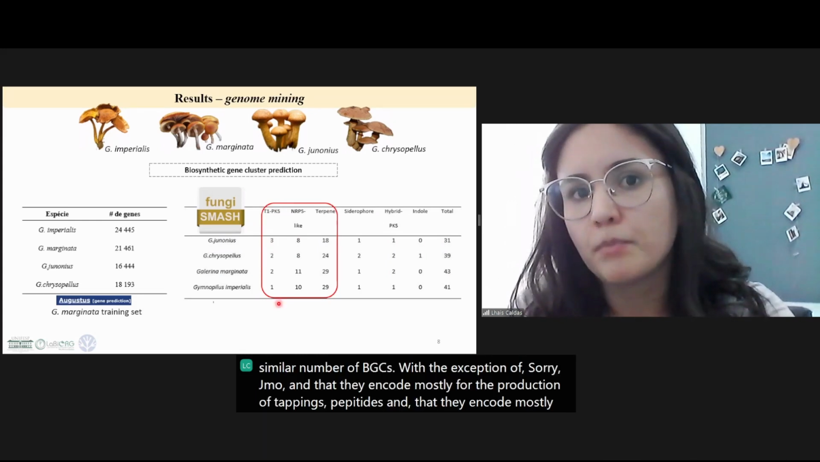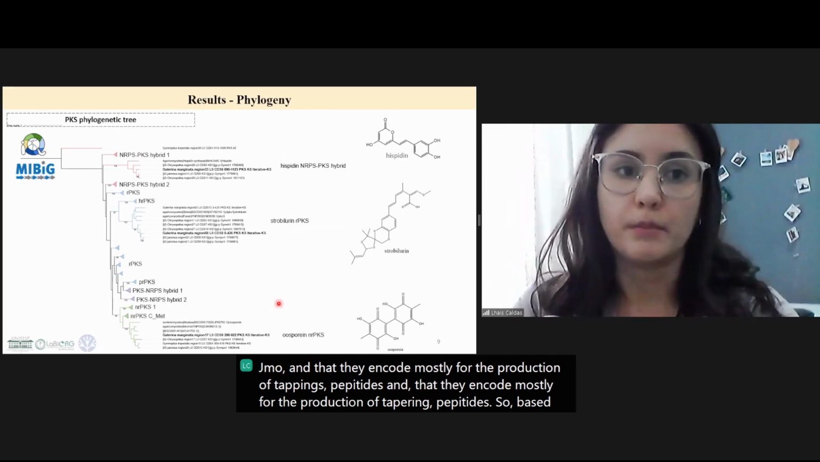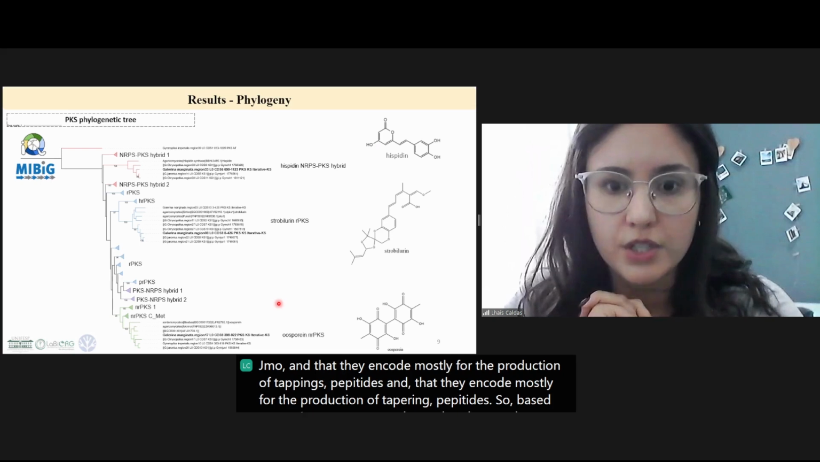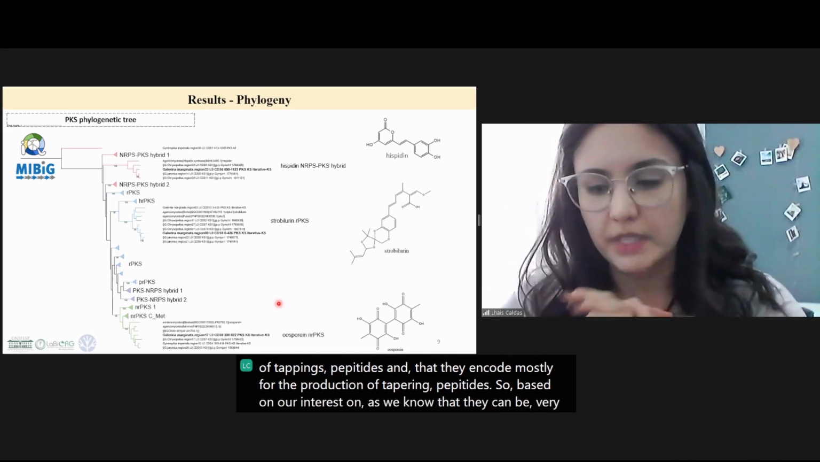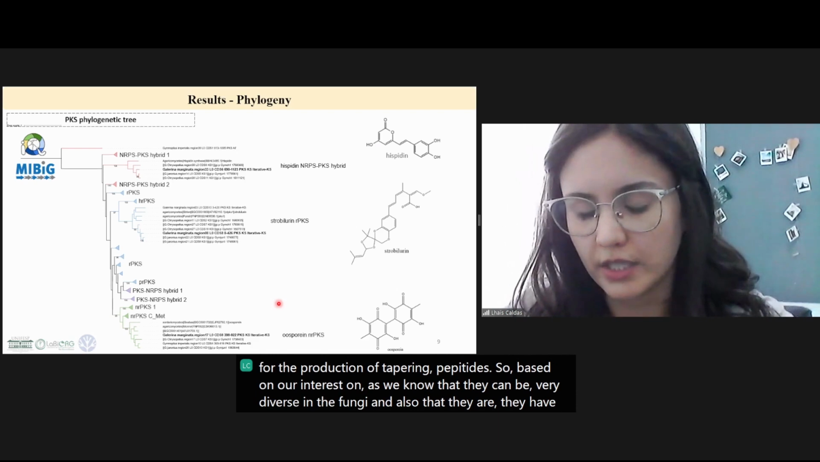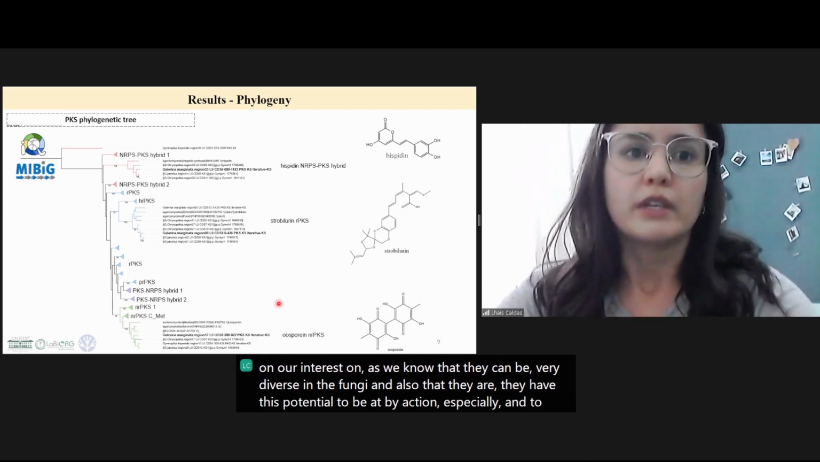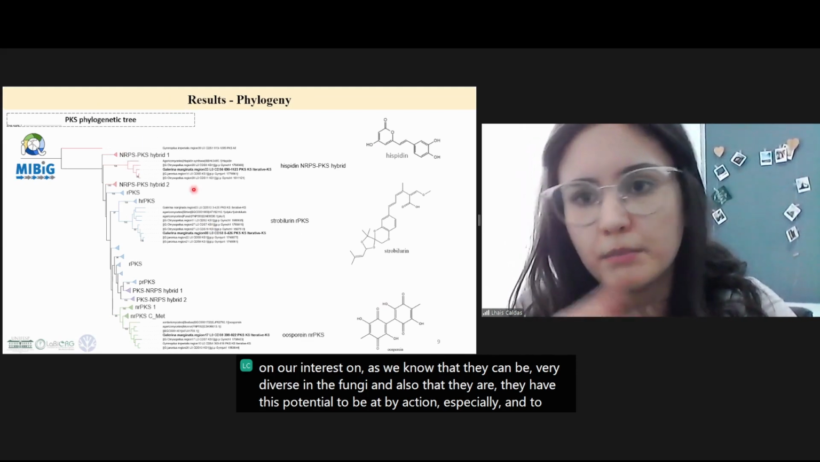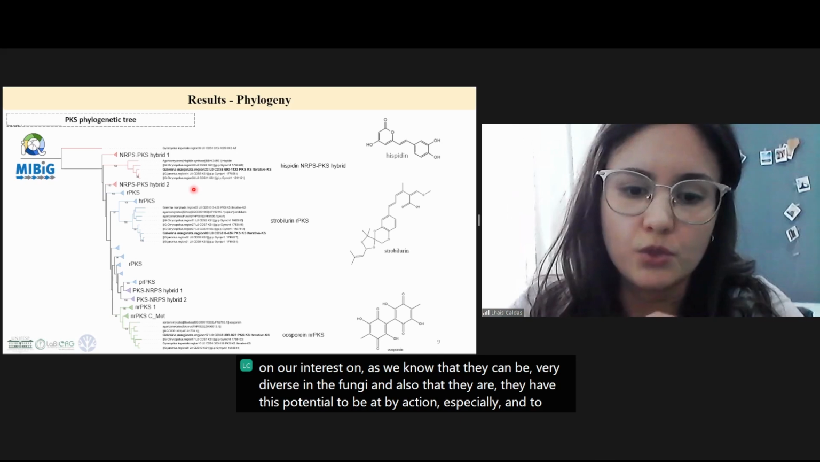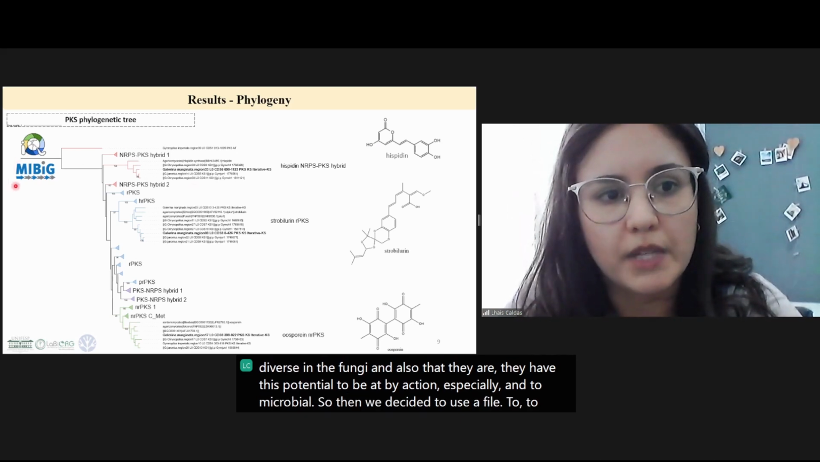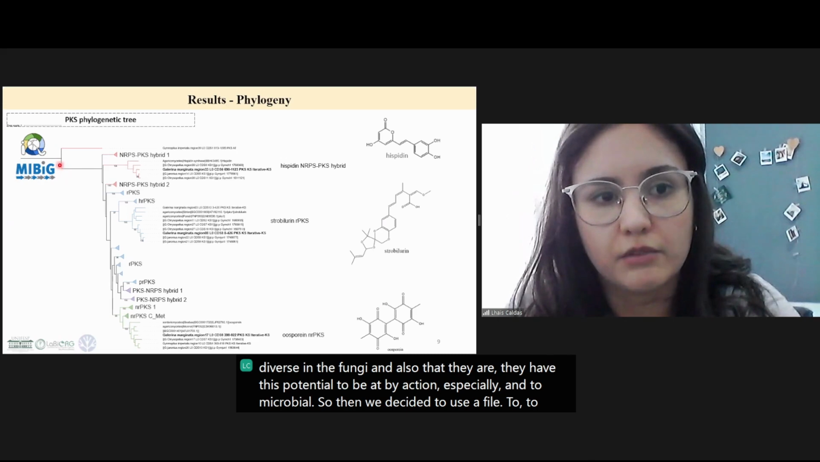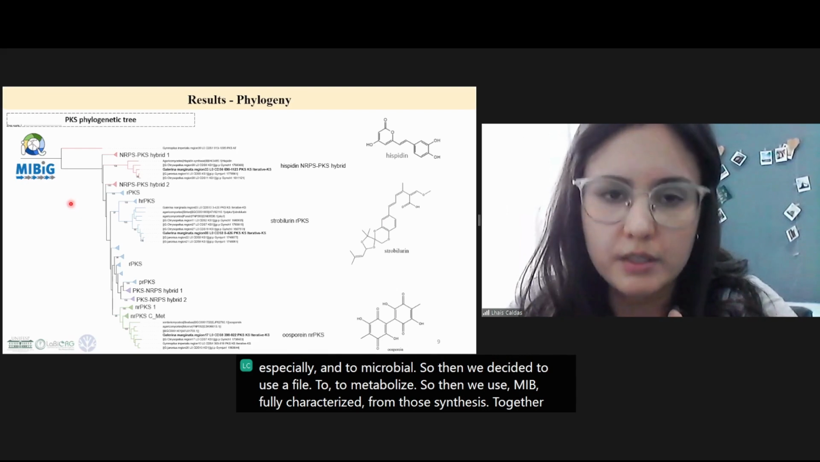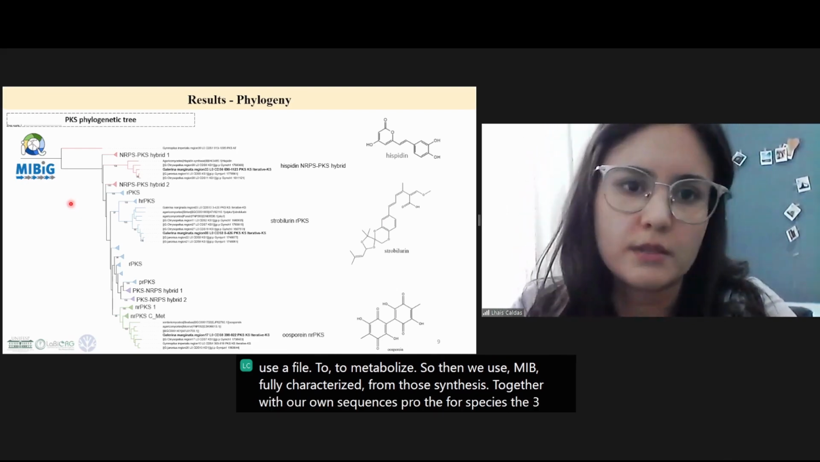Based on our interest in polyketides, as we know that they can be very diverse in fungi, and also that they have this potential to be bioactive, especially antimicrobial, we then decided to use a phylogenetic approach to link BGCs to metabolites. So we used MIBiG fully characterized fungal synthases together with our own sequences from the 4 species, the 3 related species, and Geminophilus imperialis.